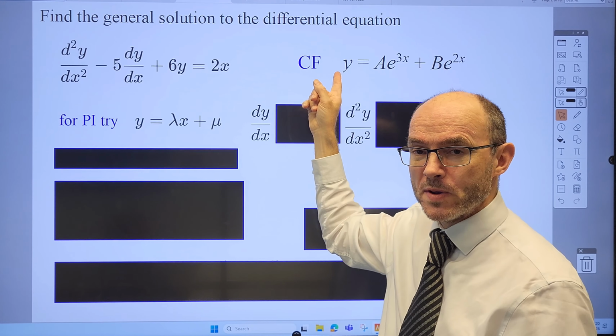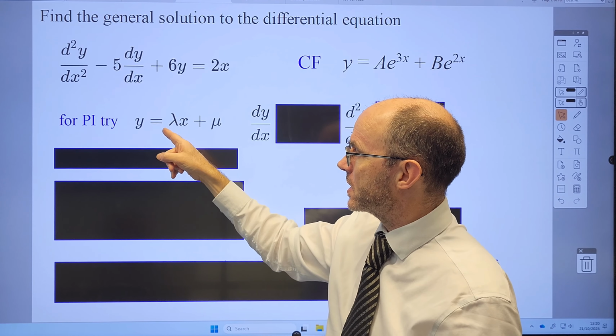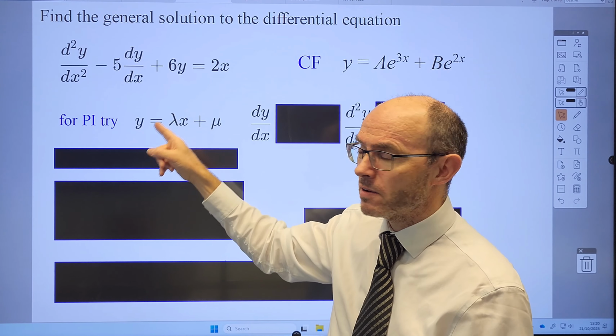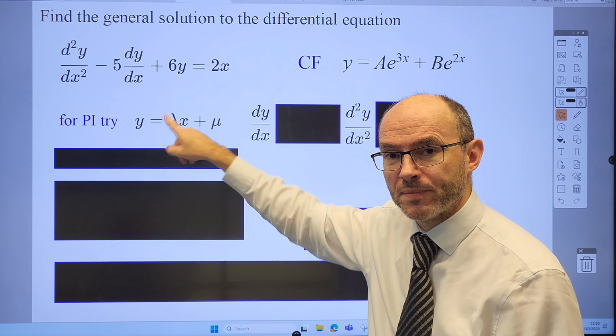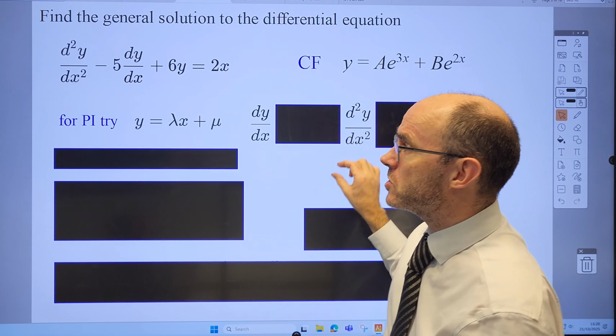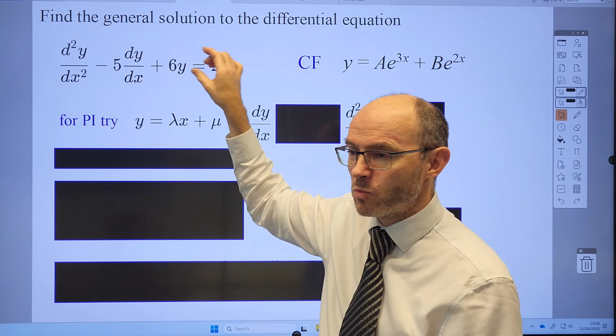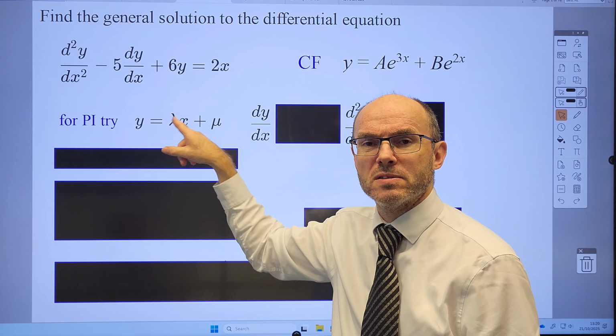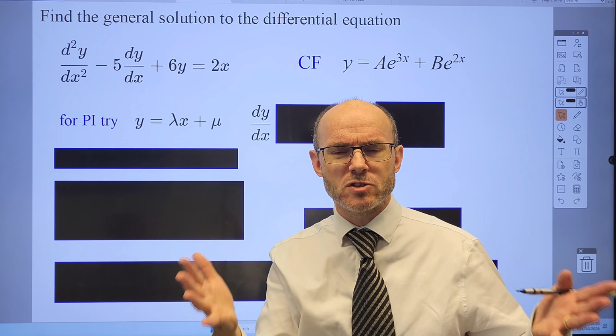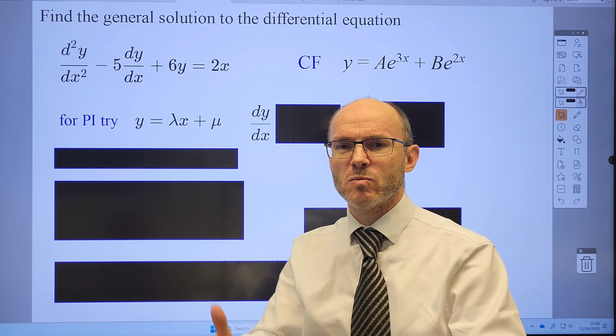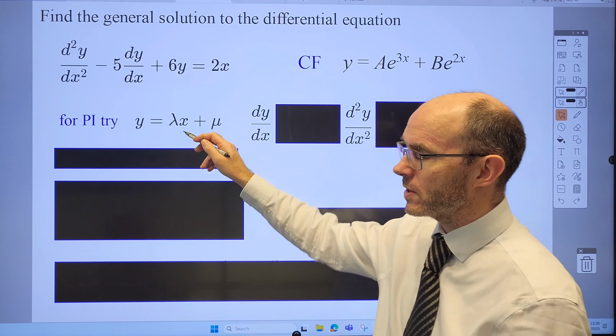which gives you what's called a complementary function. Try a particular integral, depending on what that is, find dy/dx from that, d2y/dx squared, substitute it into here, and work out the values of these letters, lambda, mu. That's it. That's your general method for every one of these types of questions. I'm just going to work it through with you.